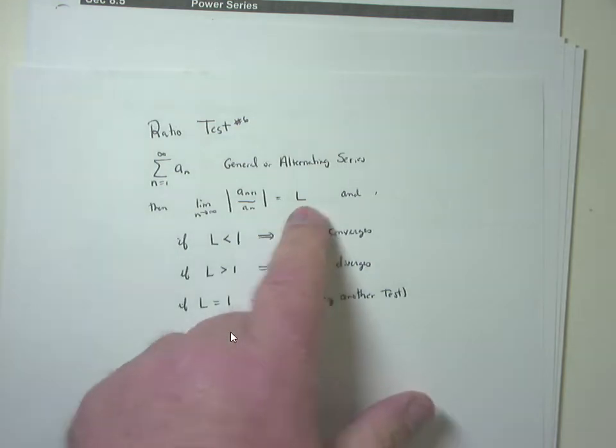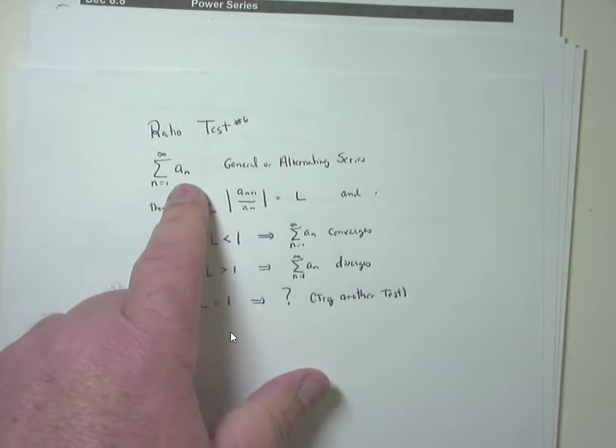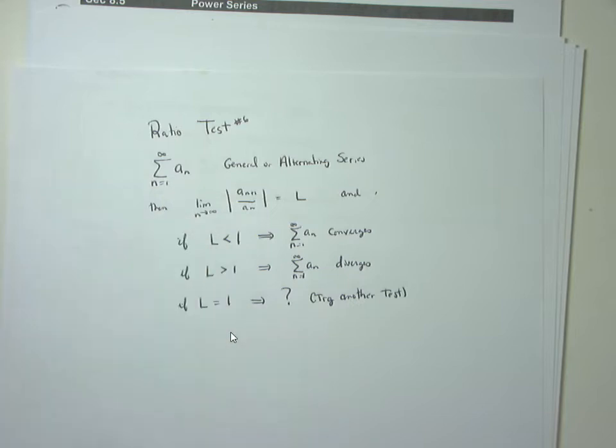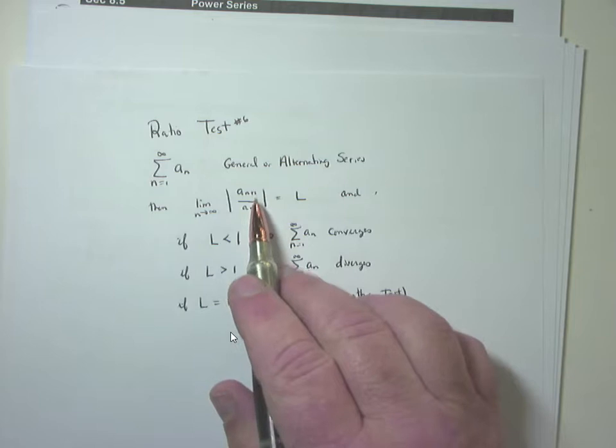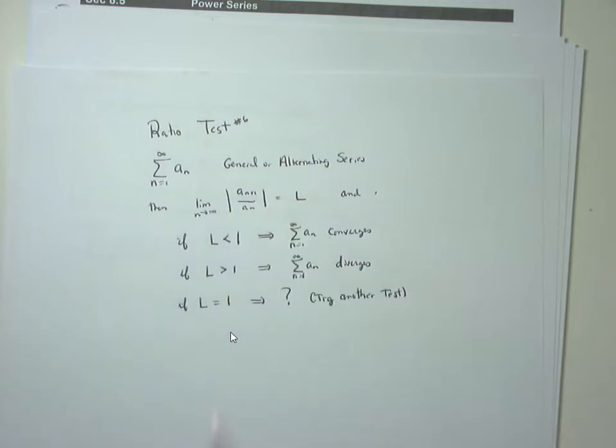Now, first off, when do I use the ratio test? When I've got one of two things. What are they? Recognition is the key: powers of n and/or factorials. When you've got a series that has this in it, you want to use the ratio test. Once you take the limit as n approaches infinity of the absolute value of a sub n plus 1 over a sub n, you get L. Now here's the deal.